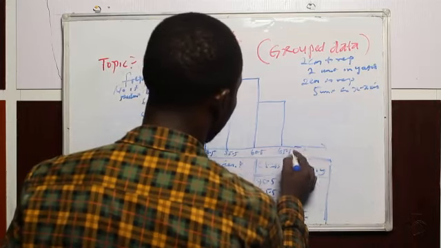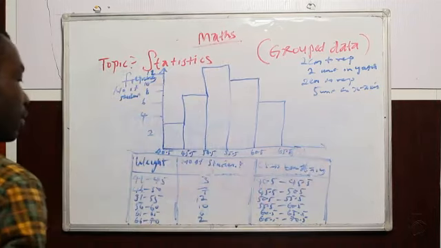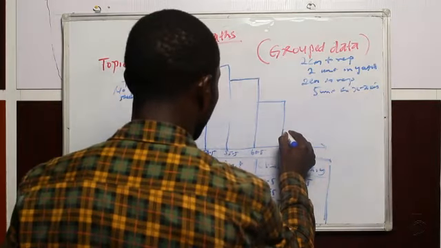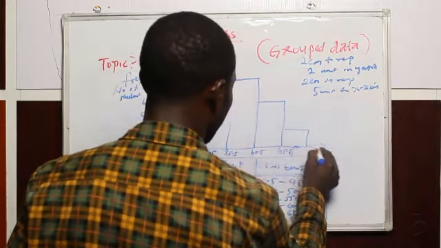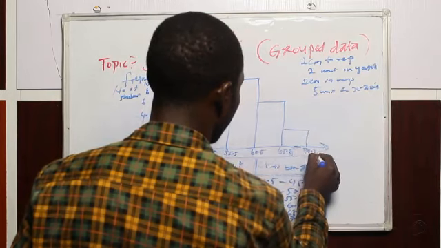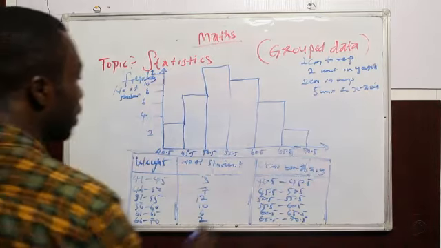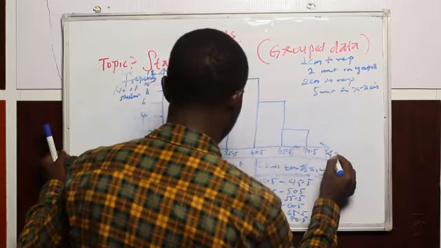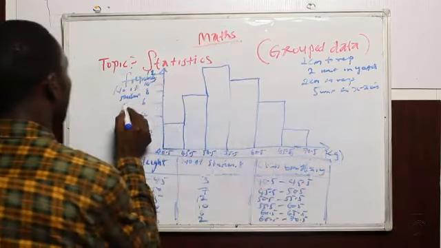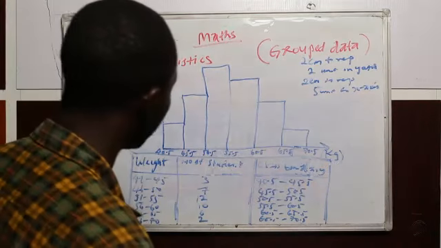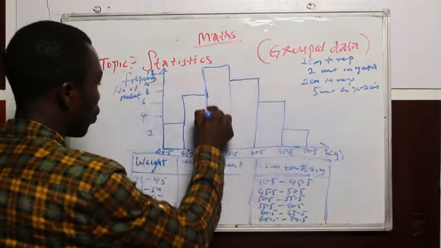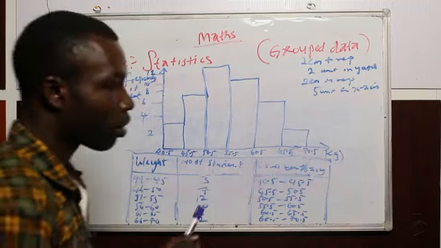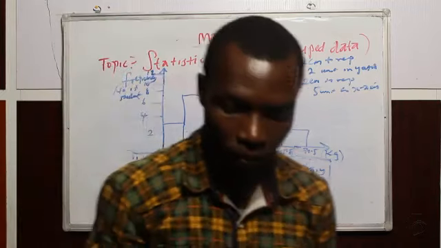Then the last one, which is 70.5, lies in 2. So it is 70.5. So these are called variables which are measured in kg, and this one is frequency, which is the number of students. I'd like you to check your graph very well. This is the result of the graph of the histogram.